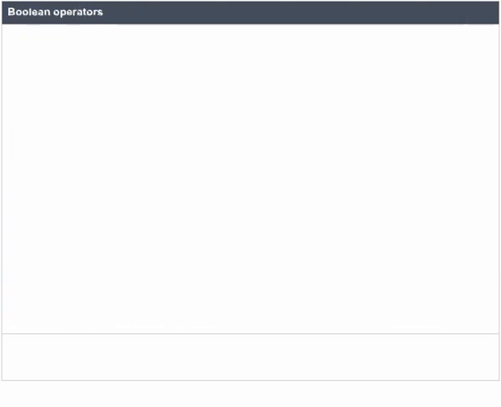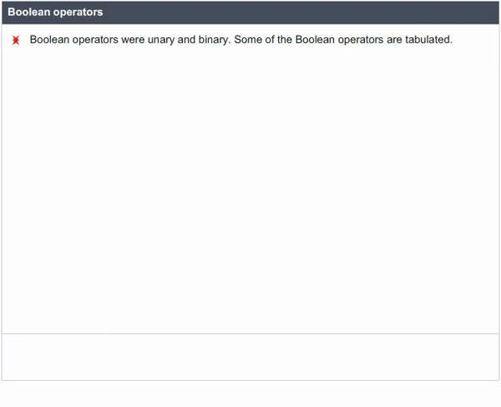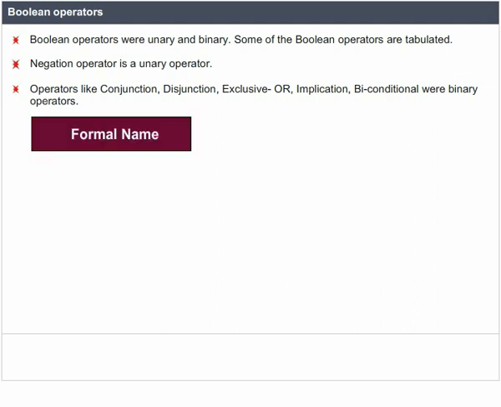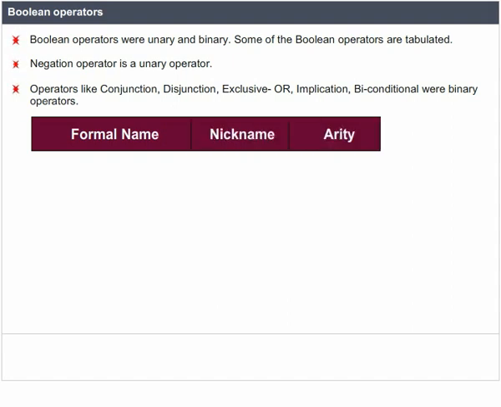Boolean operators. Boolean operators are unary and binary. Some of the Boolean operators are tabulated. The negation operator is a unary operator. Operators like conjunction, disjunction, exclusive or, implication, and biconditional are binary operators. The table shows four columns: formal name, nickname, arity, symbol.